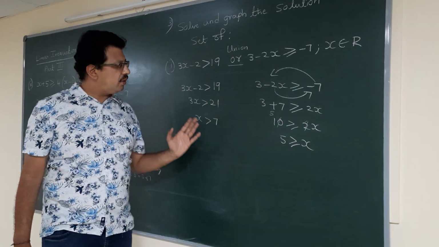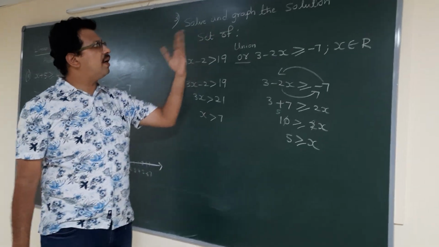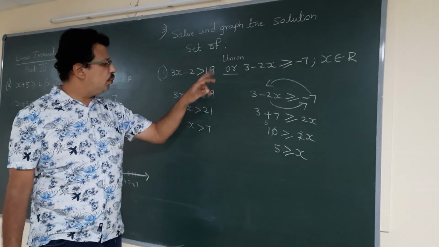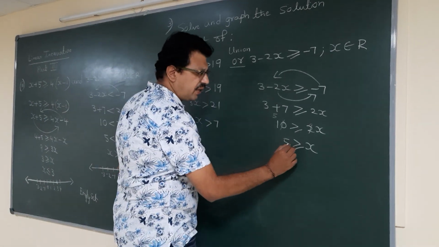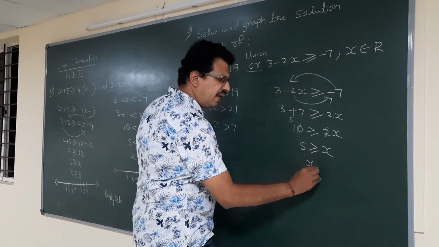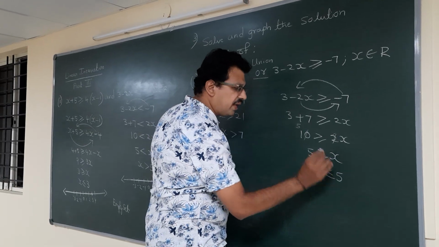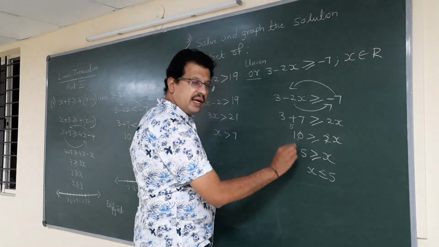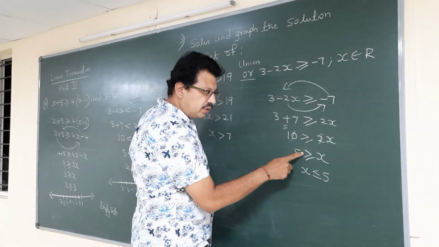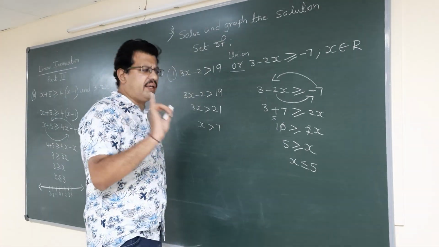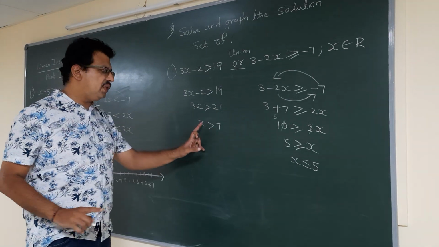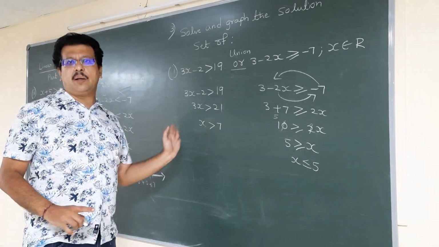Now let me come back to the question now. Solve and graph the solution set of. So they are saying union, x is greater than 7, and here you can write this 5 is greater than or equal to x, or you can say x is less than or equal to 5. I'll bring the x to the left side and 5 to the right side. So this greater than or equal to becomes less than or equal to. Be very careful about this, children. So if you see, you have to combine these two now.